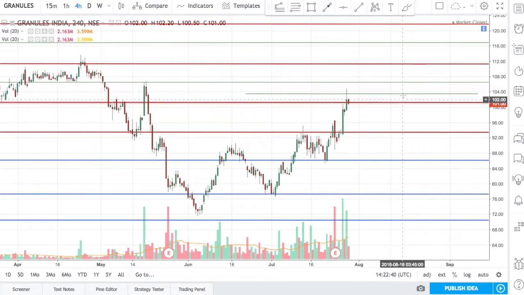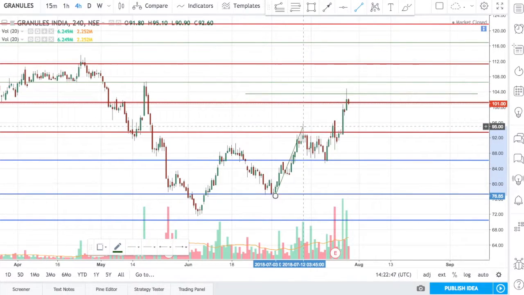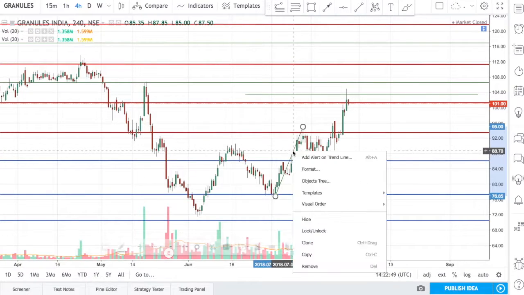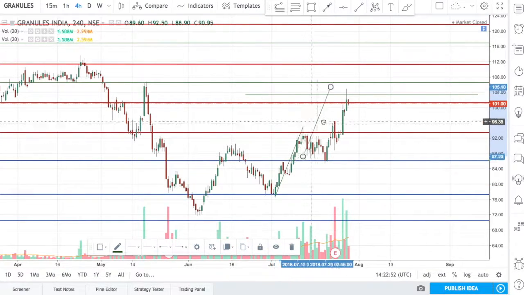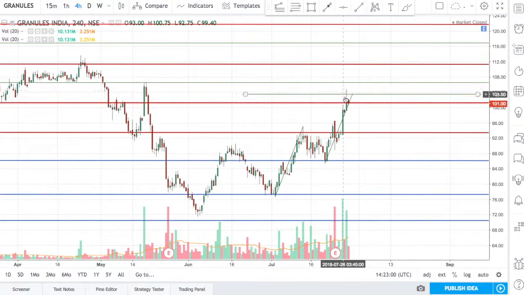So now to our supporting factors. First, on this ABCD pattern, we have the completion point of this ABCD pattern right at the completion point of the bat pattern.